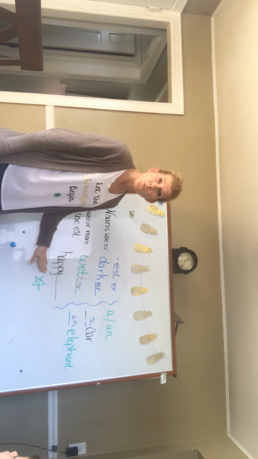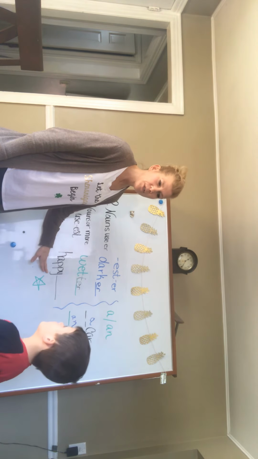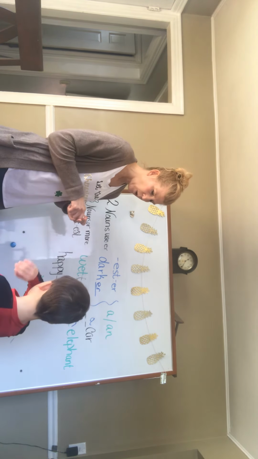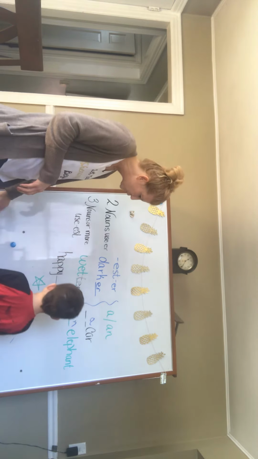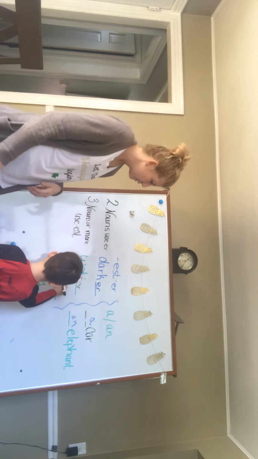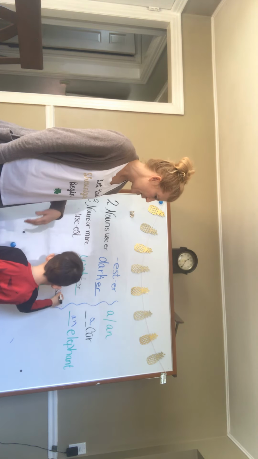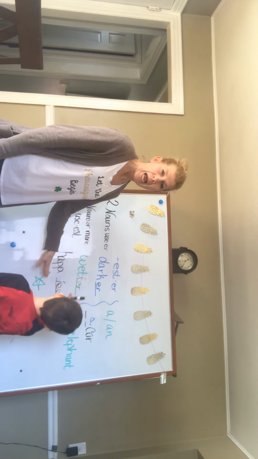Now notice the root word happy. Look at the word, it ends with a Y. What's the rule when we have a Y? We change the Y to I, and we add EST. And now we have the word happiest.